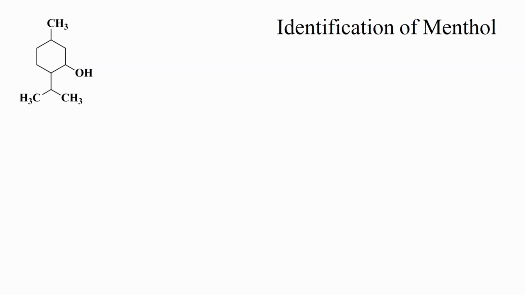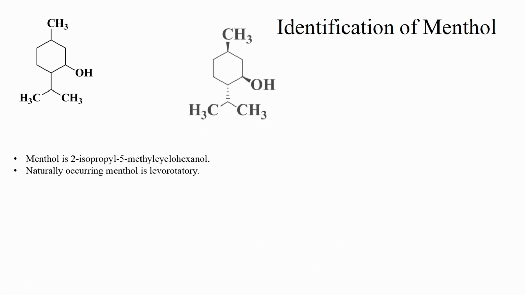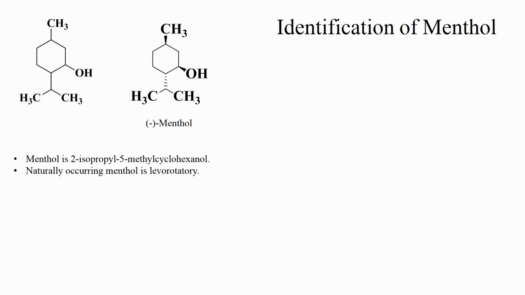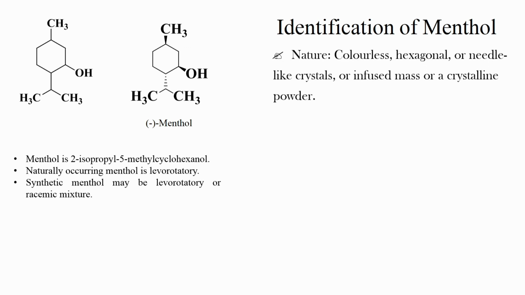Now, identification of menthol. Menthol is 2-isopropyl-5-methylcyclohexanol. Naturally occurring menthol is levorotatory, whereas synthetic menthol may be levorotatory or a racemic mixture. Coming to identification, menthol is colorless, hexagonal or needle-like crystals, fused mass or crystalline powder. Menthol has a characteristic and refreshing odor.